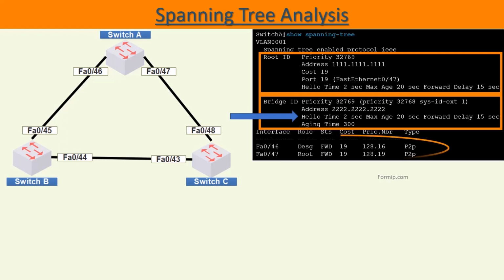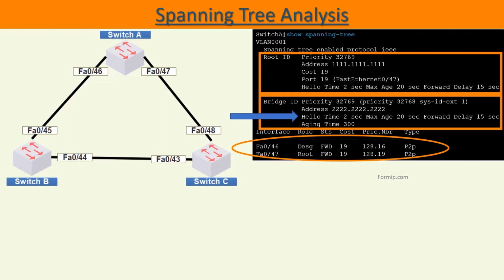And the last part of the show spanning tree command shows us the interfaces and their status. The switch A has 2 interfaces. Port 46 is a designated port which is in forwarding, and port 47 is a root port that is in transfer mode, that is to say, in forwarding mode. The PRIO.NBR column is the port priority.